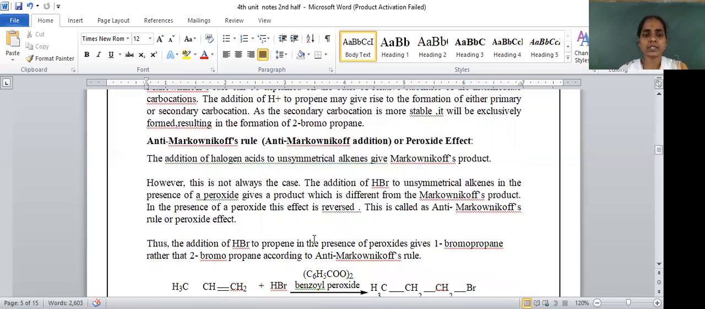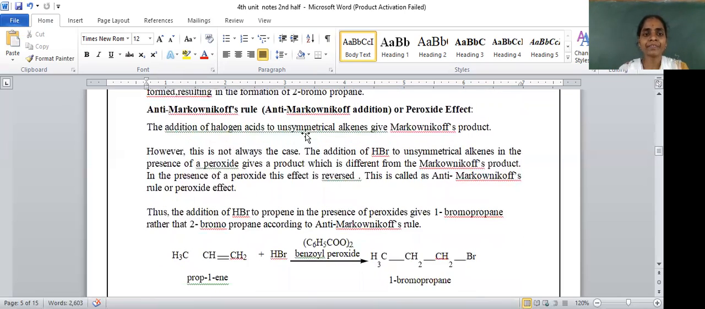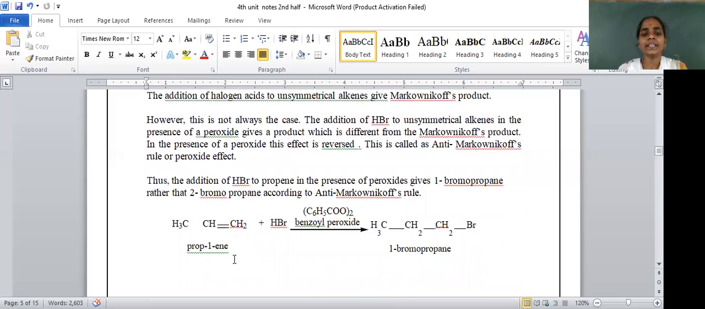Next is the anti-Markovnikov rule. So what is this anti-Markovnikov rule saying? Again, hydrohalogenation is done to an unsymmetrical alkene, and again there is formation of two products. It is the reverse of the Markovnikov rule. In the Markovnikov rule, the negative part is attached to the carbon with fewer hydrogens. But in the anti-Markovnikov rule, the negative part attaches to the carbon which has more hydrogens. So if you see here, prop-1-ene, hydrohalogenation in the presence of a peroxide, the negative part is getting attached here, to the carbon which has more hydrogens.